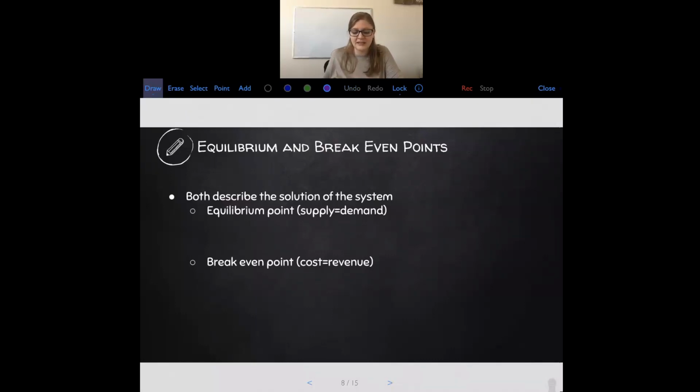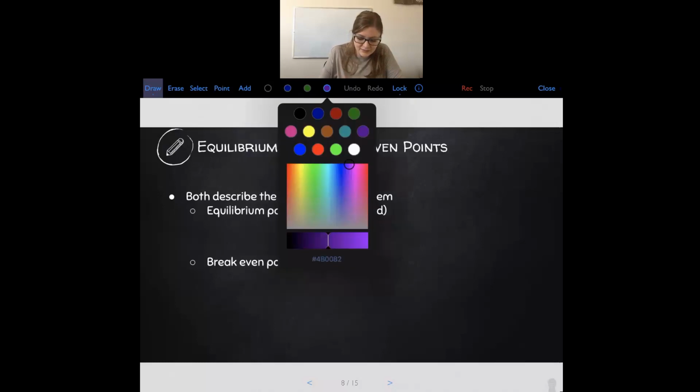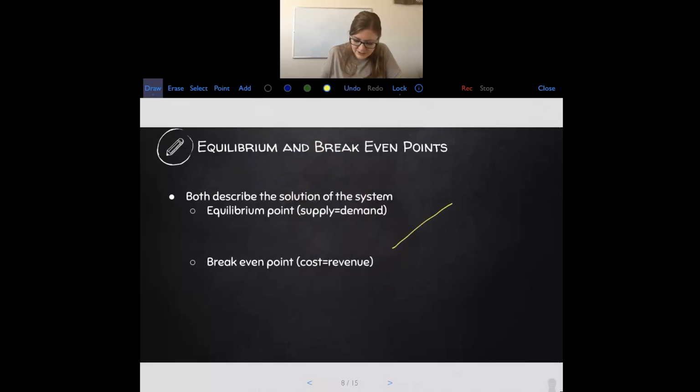So these are mainly terms you'll see in economics courses or business courses potentially. Both terms are describing the solution of a system, but they have meaning in the context of the problem. So first, equilibrium point. Let's say you have an equation for supply, your supply equation, and an equation for demand. Something like this. They could be different.